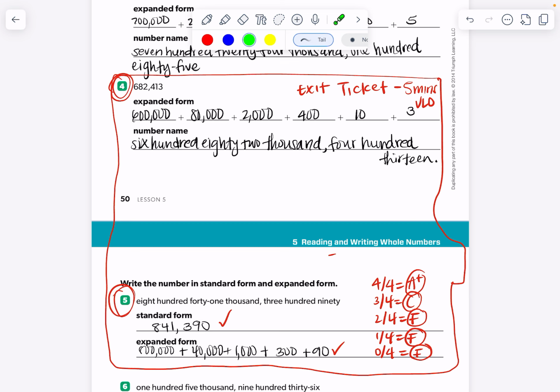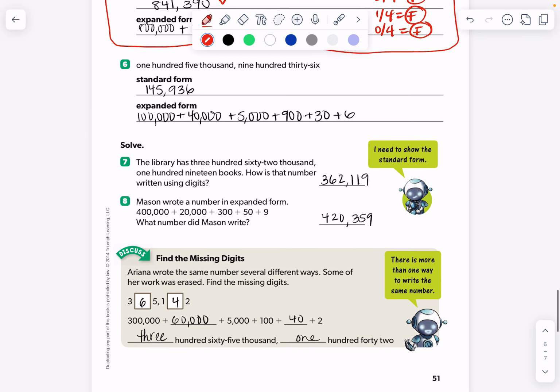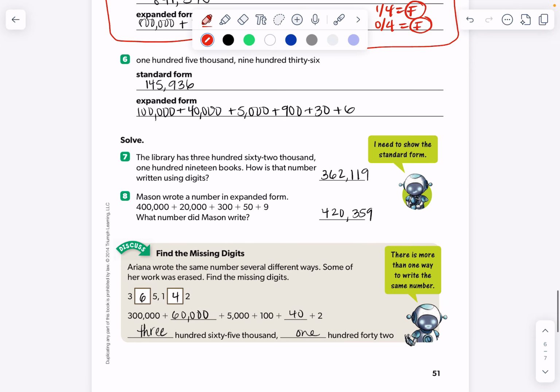So both of these questions ask students to write a number in expanded form, but question 4 requires them to write it in word form, and then question 5 requires students to write the number in standard form. So we get to see all 3 different forms that students have worked on for the day, and so it is out of 4 points. And then if students have some extra time, have them go into questions 6, 7, and 8, and then they could work on the discussion question as well.